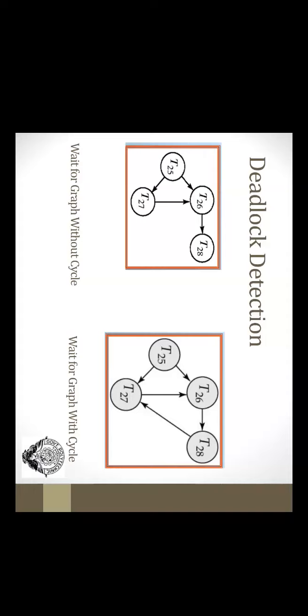But if we see another example, the wait-for graph with cycle, here from transaction T25 to T28, everything is waiting for a data item, but here transaction T27 is waiting for a data item which is held by transaction T28, which completes a cycle over here. So we can say that this particular database is in a deadlock.